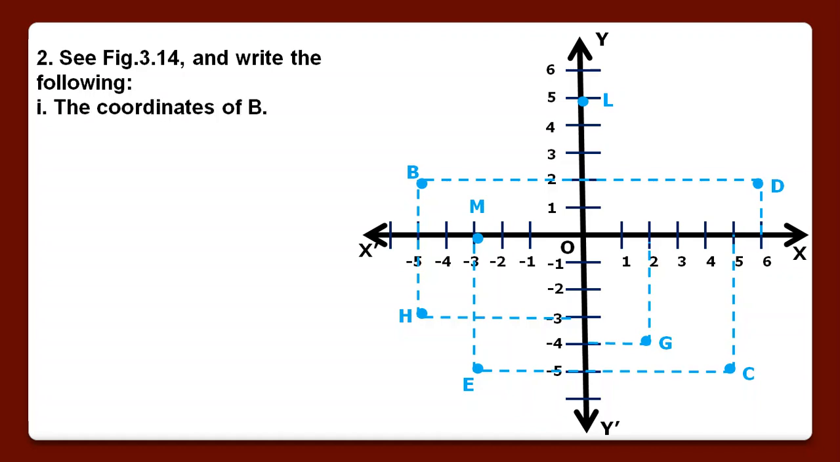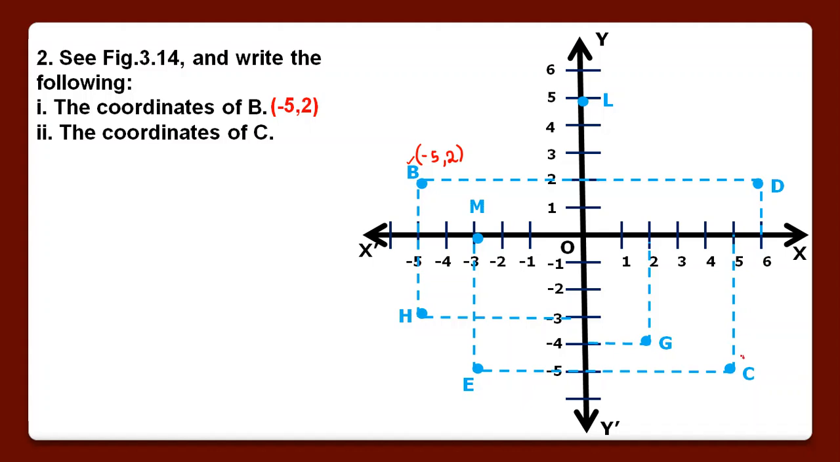The coordinates of B. So the point B is marked in the figure like this. Coordinates, first of all we'll write x coordinate. This is -5 and the y coordinate is 2. So we can answer this. -5, 2.